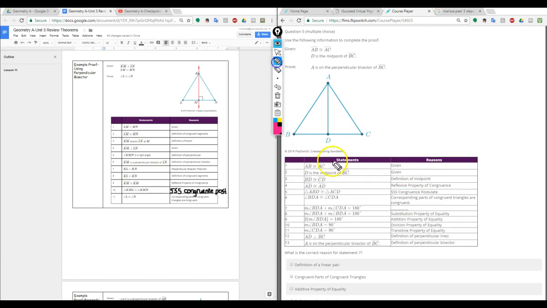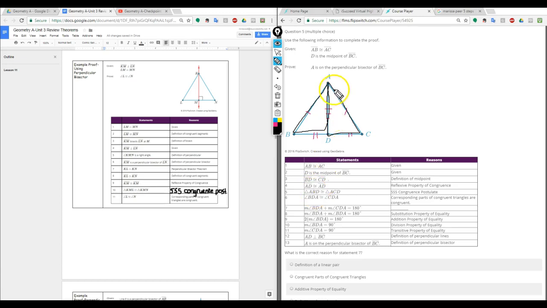so we have an idea of where this proof is headed. So AB is congruent to AC. That was given. D is the midpoint of BC. That was also given. That means that segment BD and segment DC are congruent. That's the definition of the midpoint. Then they stated that AD is congruent to itself by the transitive property. Then we're saying that we have two triangles that are congruent. Triangle ABD is congruent to triangle ACD by the side-side-side congruence postulate, which is correct.